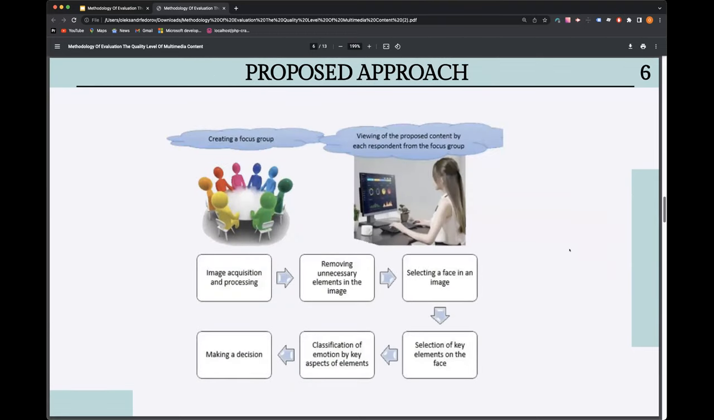On this slide, we can see the basic algorithm of automatic recognition of a person's emotion. Firstly, we have to create a focus group. Then each member of this group will be shown the same proposed video content. Our program acquires and processes the image, then removes unneeded elements like the background. Next step is selecting a person's face, and then selecting the key elements on it. Comparing selected elements to see which ones have changed. Based on the changes, the program makes a decision which emotion is represented at that current moment of time.